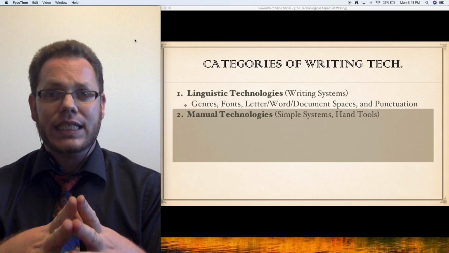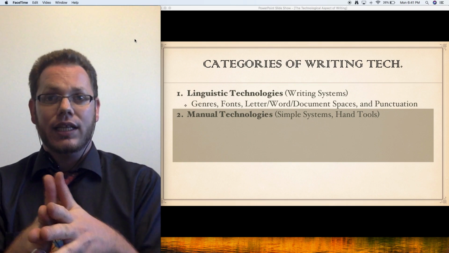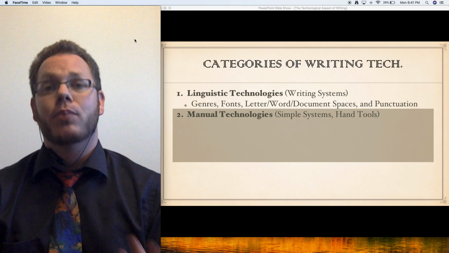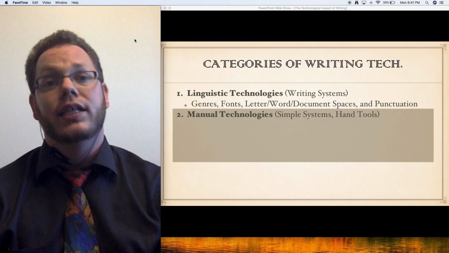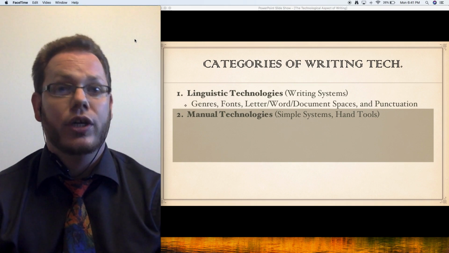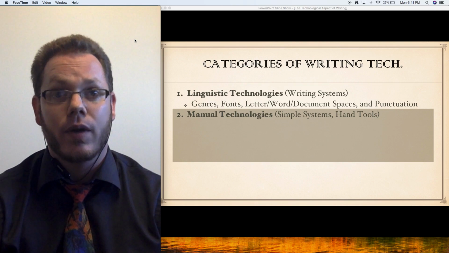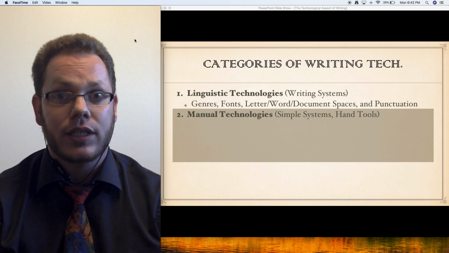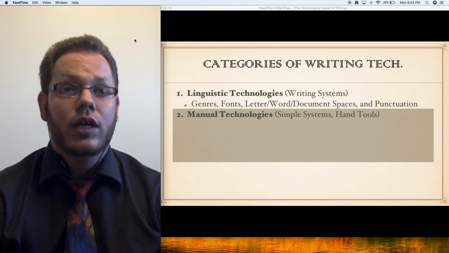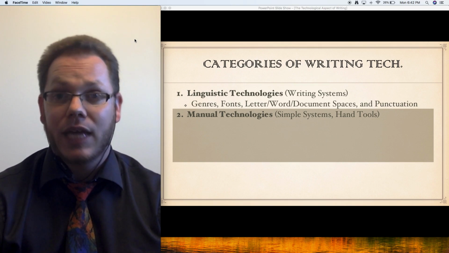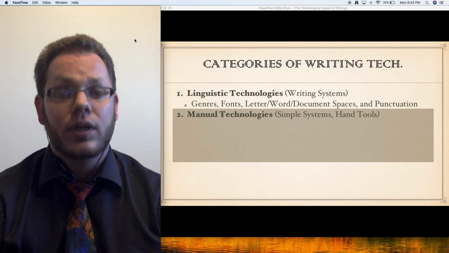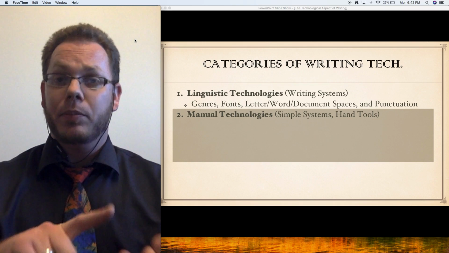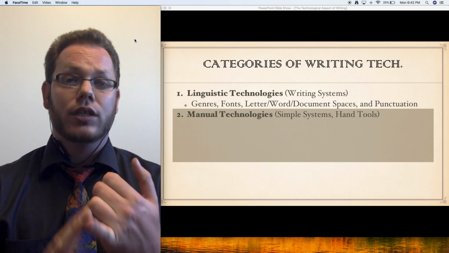If you have to physics it or chemistry it significantly to get it to work, it's probably not a simple system. It's probably not a manual technology. But things that you can hold in your hand, you pick up a charcoal stick and you start writing. You pick up a stick and start scratching the sand. You pick up a hammer and a chisel and you start kind of carving something out fairly easily. Like, that's a manual technology. Those are all simple.